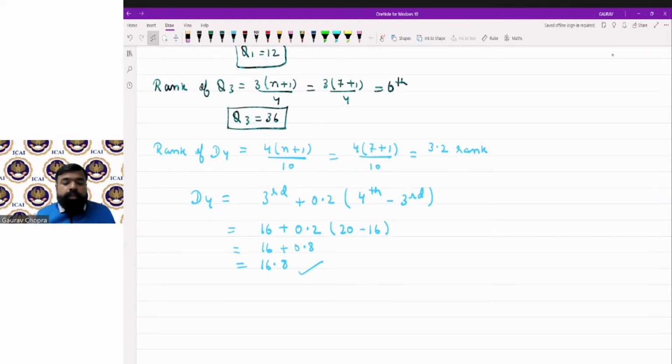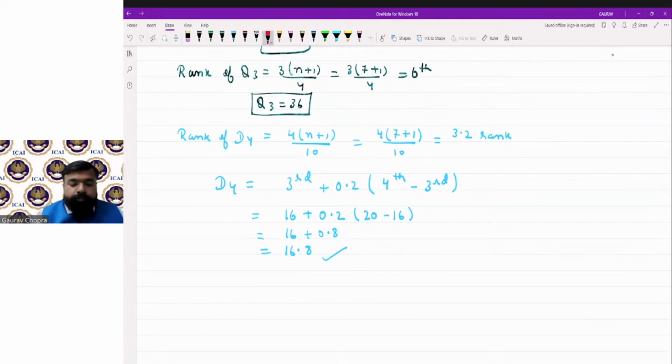Okay, 16.8. Let's solve one more for clarity. Let's say we have to calculate P60. So we will calculate the rank of P60: 60 into (n plus 1) by 100.